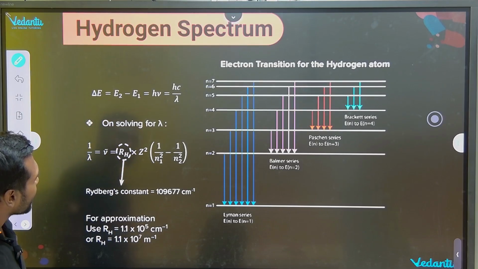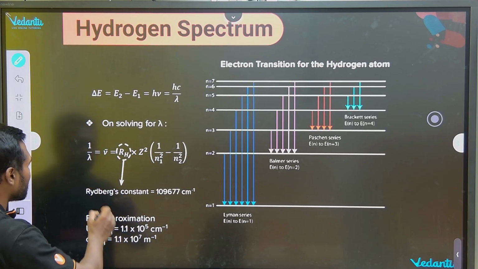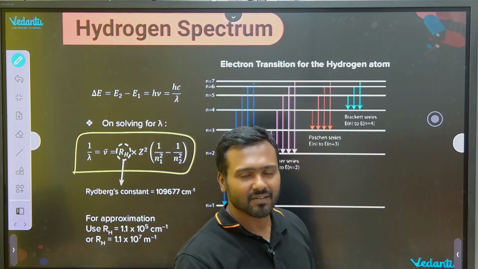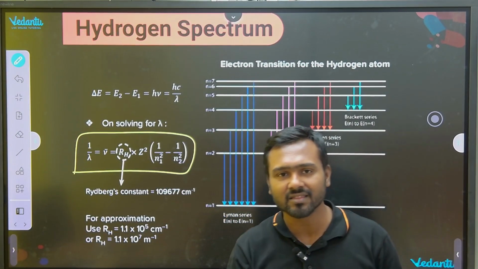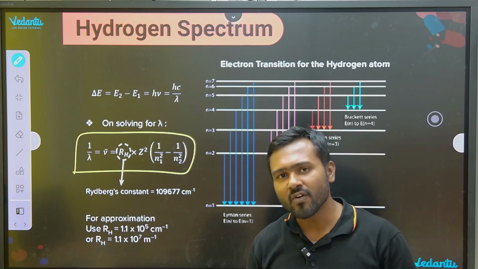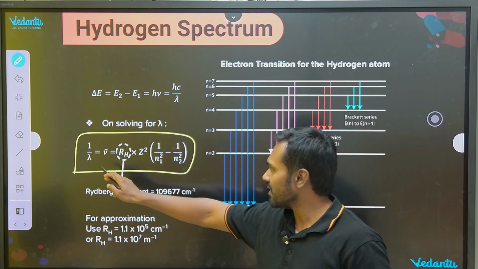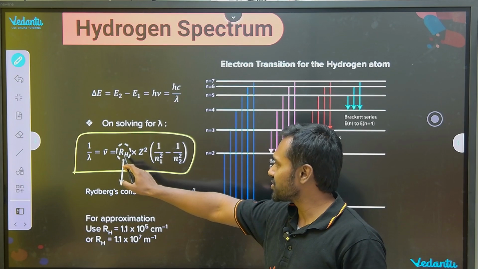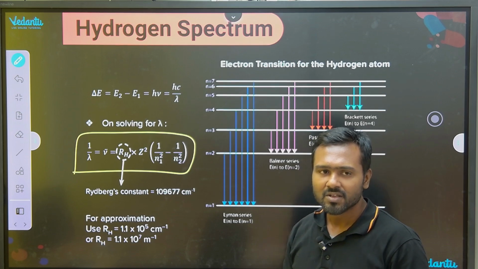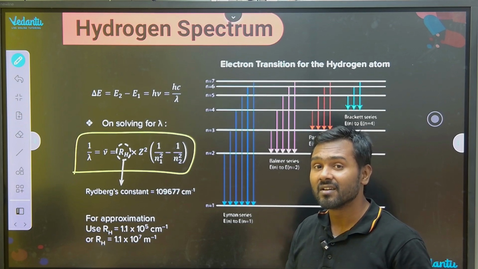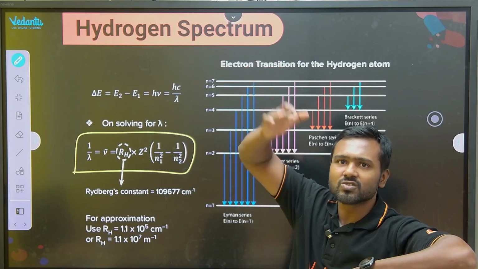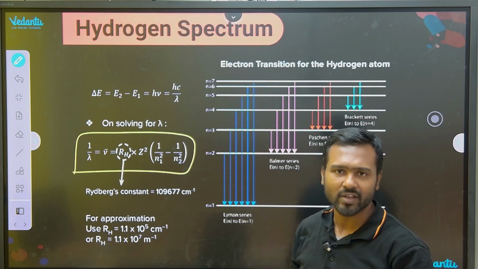Okay, hydrogen spectrum. In this one you have to remember this formula, which is used to find the spectral line wavelength, that is, at what wavelength you get the spectral line. The formula is 1 by lambda, which is nothing but nu bar, equals RH into Z square into (1 by n1 square minus 1 by n2 square). Here n1 is the initial stage and n2 is the final stage, that is, from where to where it is going.